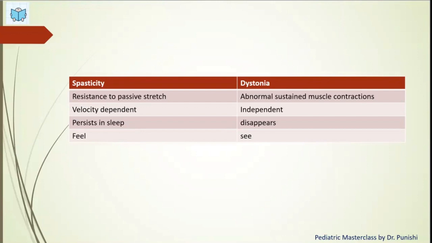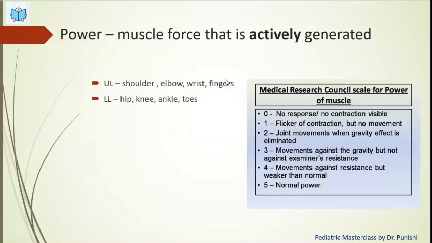So we saw bulk and tone. Now, what do I mean by power? Power is the muscle force that is actively generated by the muscle groups. Okay, so power again needs to be assessed at every joint. So let's say in the upper limb, you look at the shoulder, elbow, wrist, fingers; in the lower limb, you look at the hips, ankle, and knee joint. This is the MRC rating for power of the muscle.